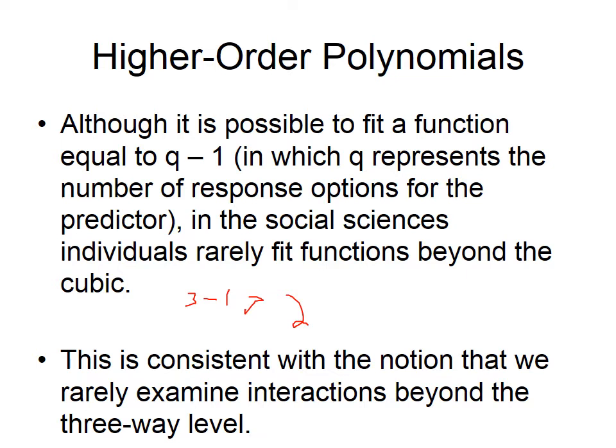You could put as many polynomials in as you want. You could have it raised to the 4th power, 5th power, etc. But usually we don't see relationships that have that many bends. So in social sciences, we'll see maybe 3 bends at most, so we're not seeing too many higher order polynomials in our equation.